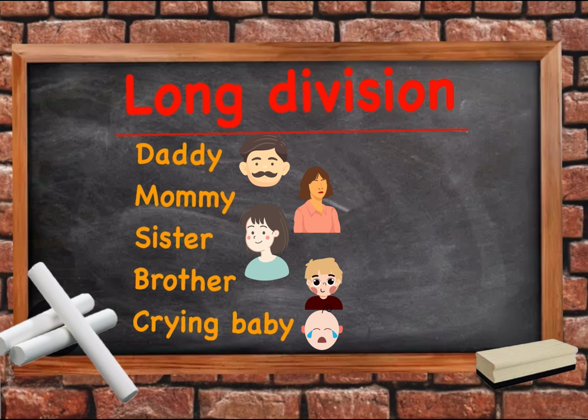Now, I'll tell you what they stand for. So the D in daddy stands for division. The M in mommy stands for multiplication. The S in sister stands for subtraction. And the B in brother stands for bringing down. And the C for the crying baby is to compare.